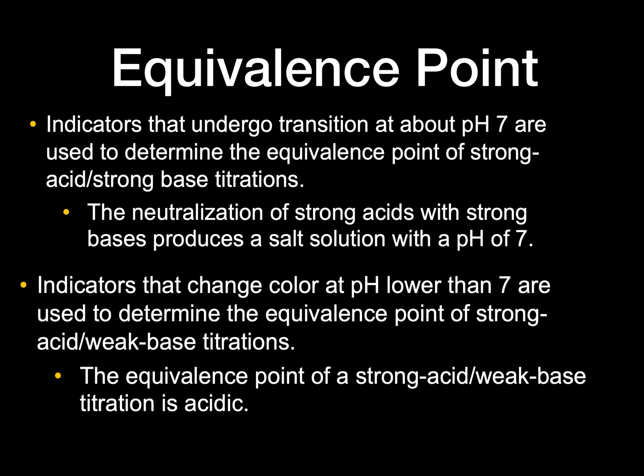So, equivalence point. Indicators that undergo a transition at about pH 7 are used to determine the equivalence point of a strong acid-base titration. The neutralization of strong acids with strong bases produces a salt solution with a pH of 7. Indicators that change color at pH lower than 7 are used to determine the equivalence point of strong acid, weak base titrations. The equivalence point of a strong acid, weak base titration is acidic.